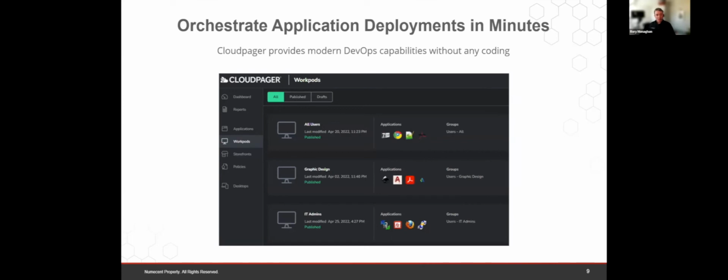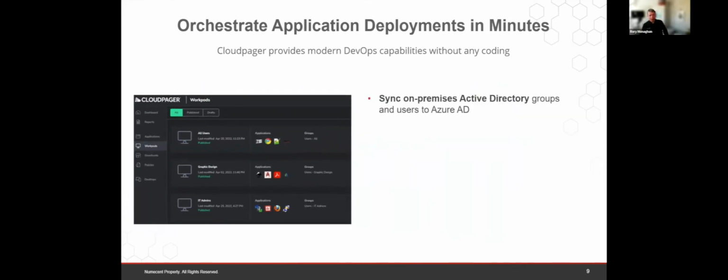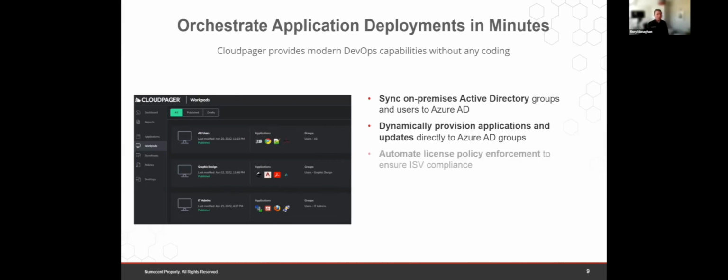And there are several benefits to orchestrating and modernizing the way you deliver your applications. For example, leveraging modern technology like Azure Active Directory. So sync your on-premises Active Directory groups and users to Azure AD, and then quickly and simply dynamically provision applications and updates directly to your Azure AD groups. And this is dynamic. The application shortcuts can just appear in the start menu or on the desktop themselves. To users, it looks like the application is just locally installed, but it's been dynamically delivered and it just works great.